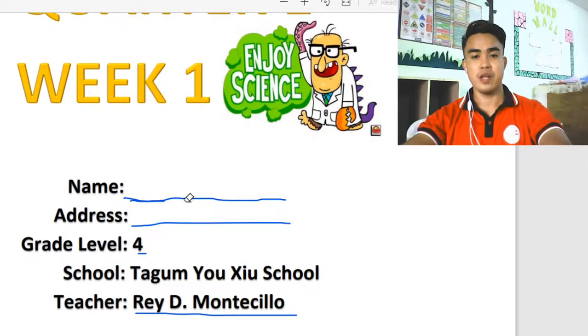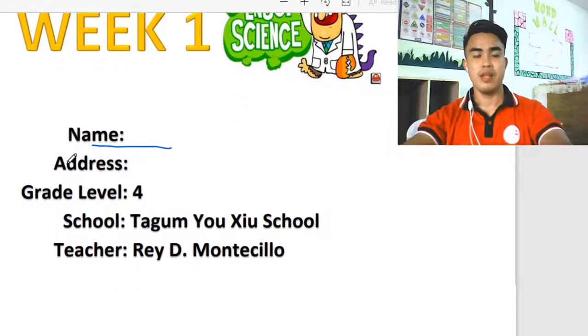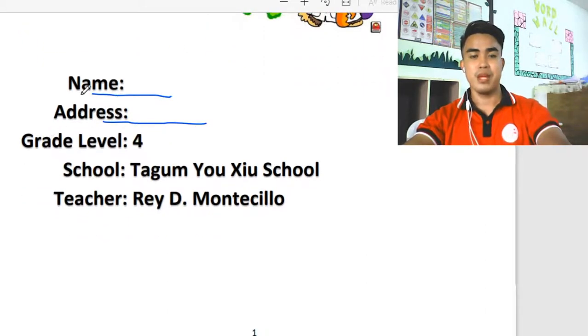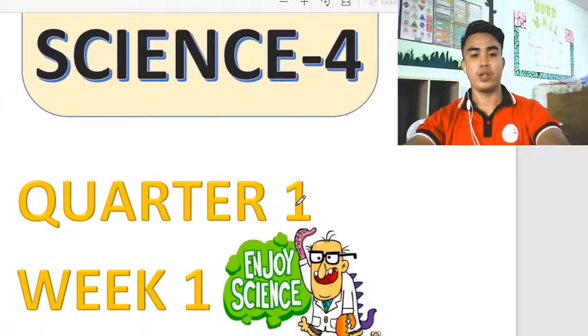Okay, so write your name in here, and then write the address or the location of your house, and then just simply write 4 in here, the grade level. And then the name of your school, Tagum Yushu School. The next to it is the name of your teacher, Ray D. Montesilio. Okay, so this is Learning Module Science 4, quarter 1, week 1.